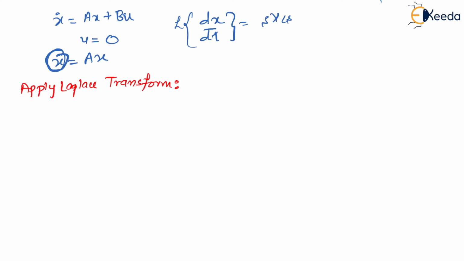It is going to be s into X of s. So you may write s into X of s equal to A into X of s, because if x of t has a Laplace transform X of s, then this is going to be true. If you remember, when we tried to find the transfer function out of a state space model, we did not consider initial conditions. But here we have to consider the initial conditions as well.